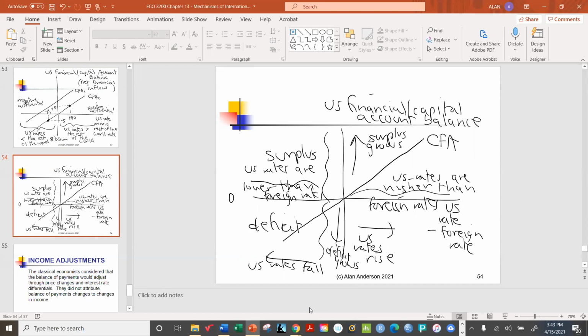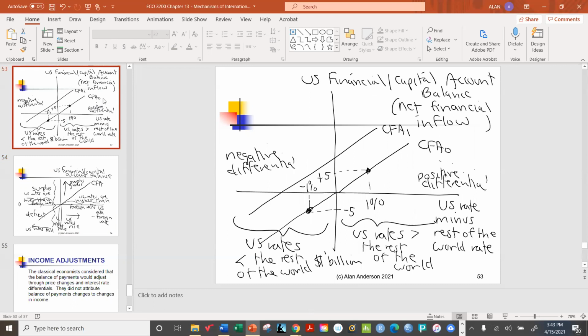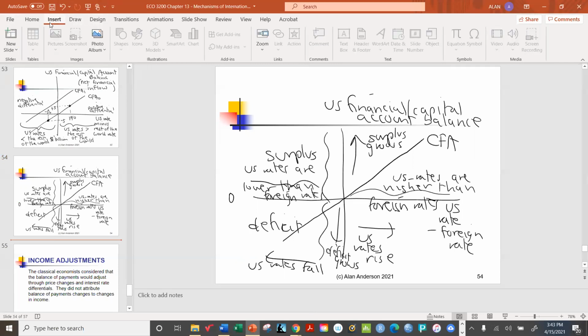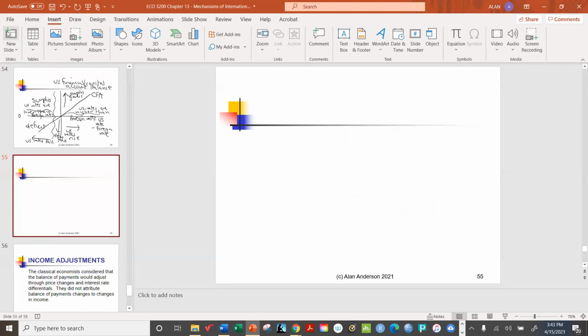Now, if you noticed on this graph, though, there's two curves. There's CFA 0 and 1. What's going on with that? Let's find out. How can there be two? All right, let's see.